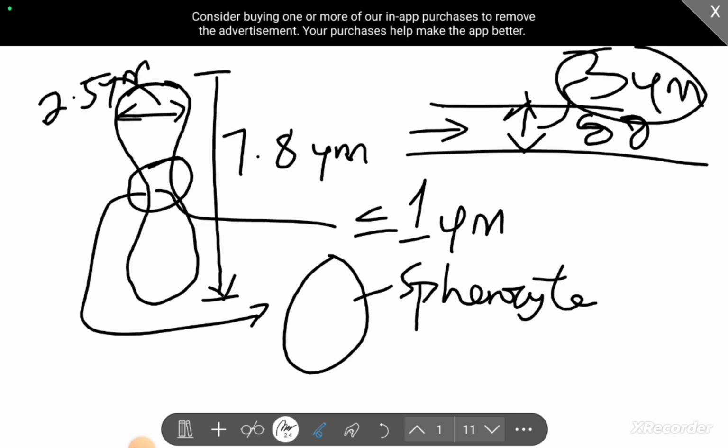So even when asked in an exam to discuss morphology, we discuss it based on the size, the shape, the normal structure, and the functional property. Okay, and you discuss the variations. The variations are very, very necessary.